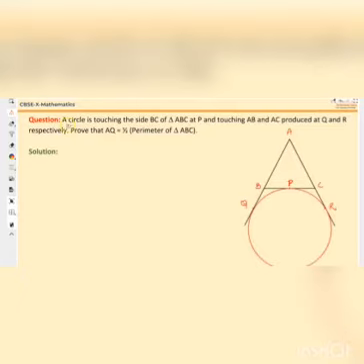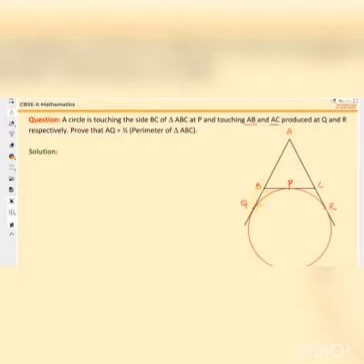So it says a circle is touching the side BC of a triangle ABC at point P. So that means this is a triangle A, B and C, and this side BC is touching the circle at this point P, and touching AB and AC produced, and the other two sides of this triangle ABC I have to produce it.